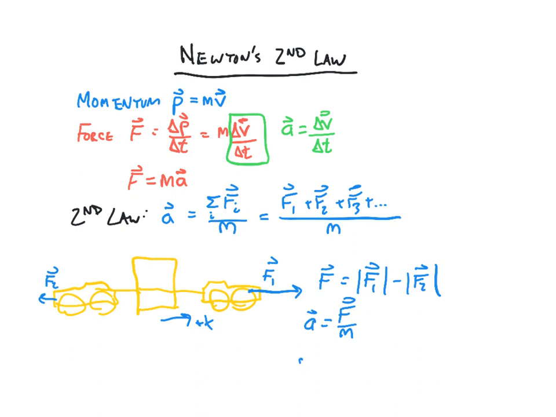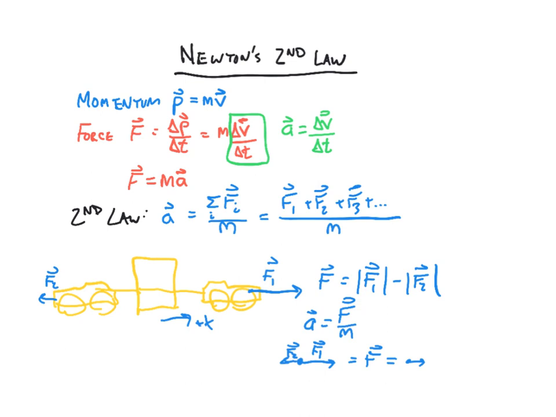Right? Graphically, we can see that we'd have F1, F2, so the net force F would just be this smaller vector. And that's what Newton's law tells us. It just tells us how to calculate the acceleration of an object, right?